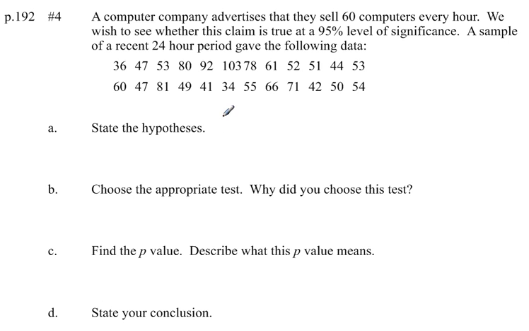So let's start with our hypotheses. Our null hypothesis, our initial claim, is that the average number of computers they sell per hour is equal to 60. And our alternate hypothesis is what we're testing here. So we think that perhaps the average does not equal 60.